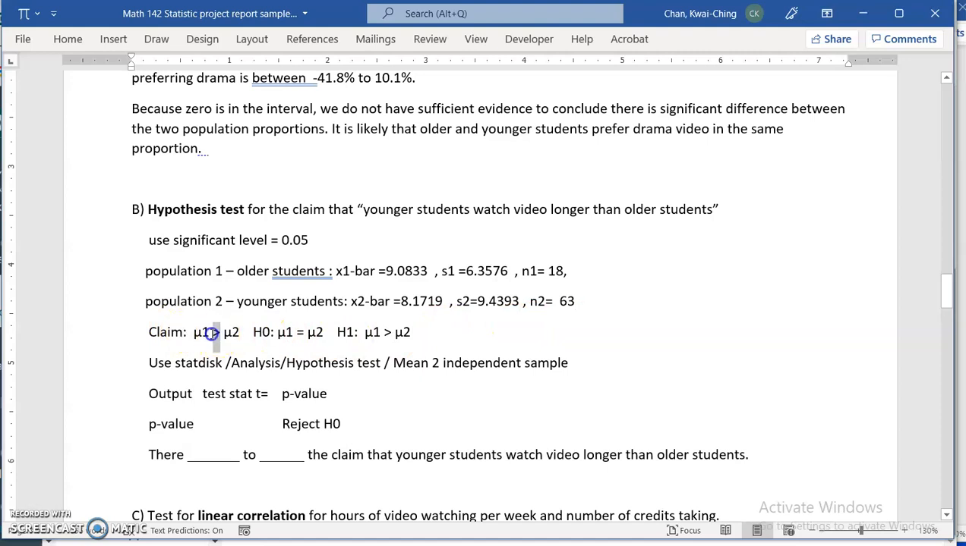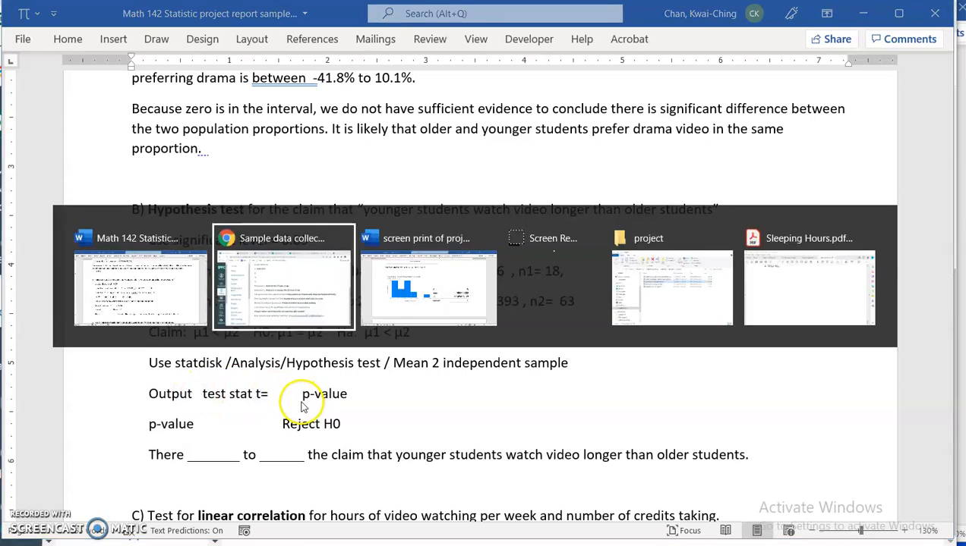And I should say mu1 is less than mu2 because the claim said that the younger watch more, right? So the older would watch less, right? So this is the null definition and this is the claim. And then HA, the alternative, is mu1 less than mu2. These two are independent samples, so we use the analysis hypothesis test mean two independent samples to find the test statistic T and also the p-value.